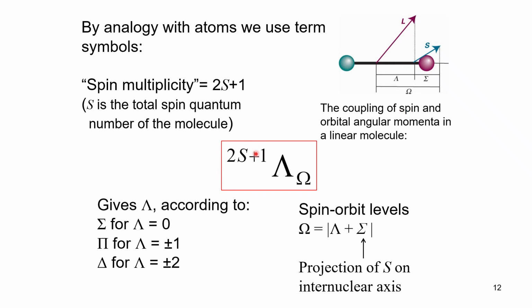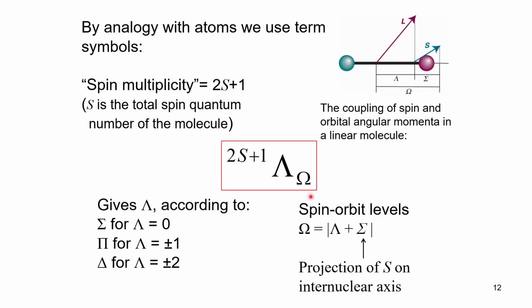So this is the standard format with superscript 2S+1 for multiplicity. Lambda is the state symbol. When lambda equals 0, it is given the symbol sigma. When lambda equals 1, the symbol is pi. When lambda equals 2, the symbol is delta.